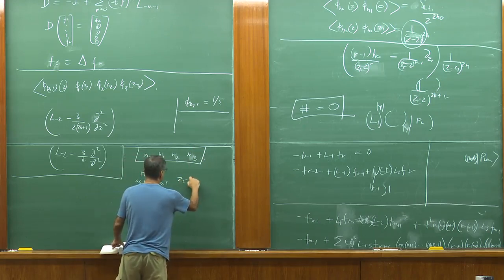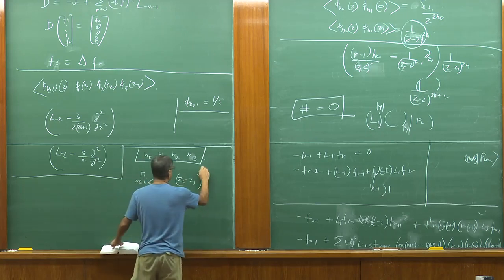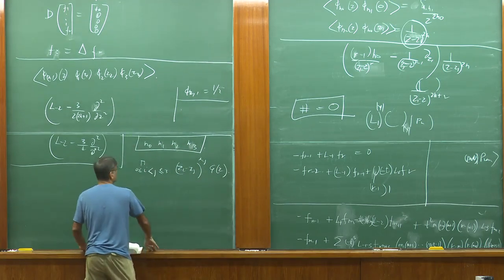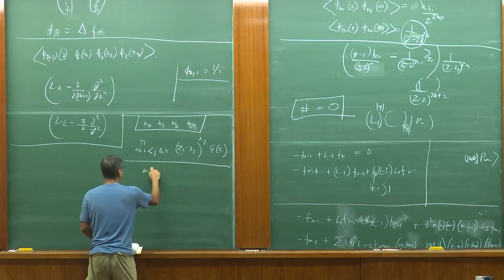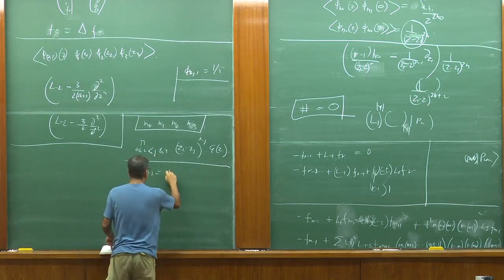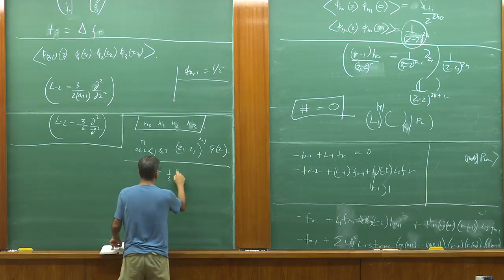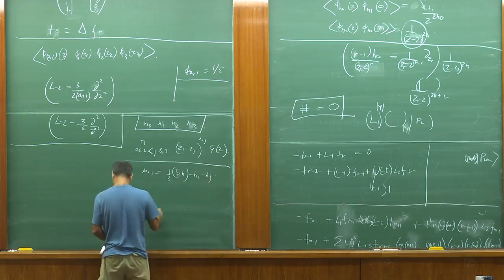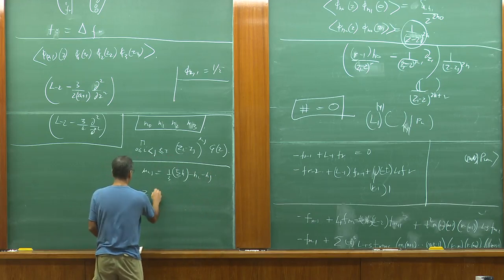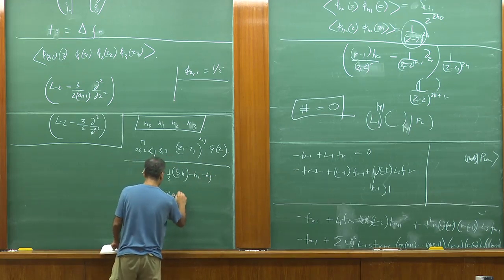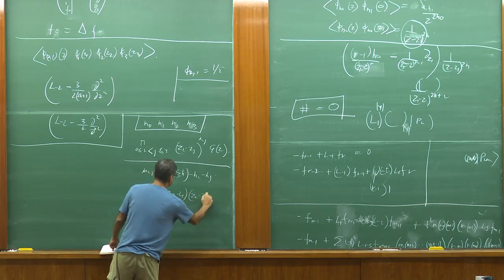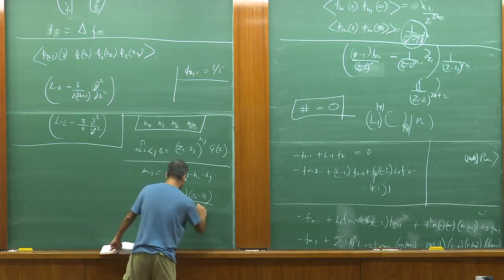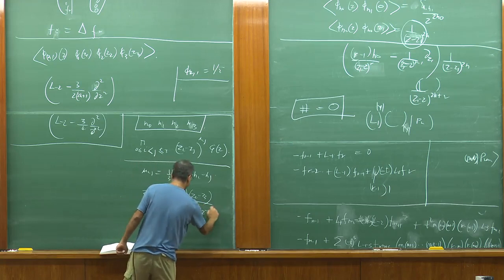Zi minus zj to the power mu ij, g of z, where mu ij is equal to 1 by 3 sum over h minus hi minus hj, and z is, for instance, the cross ratio z0 minus z1, z2 minus z3 divided by z0 minus z3, z2 minus z1.